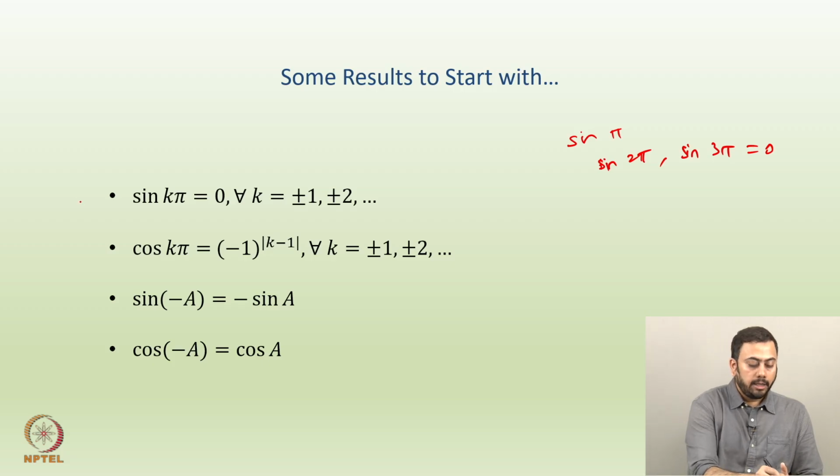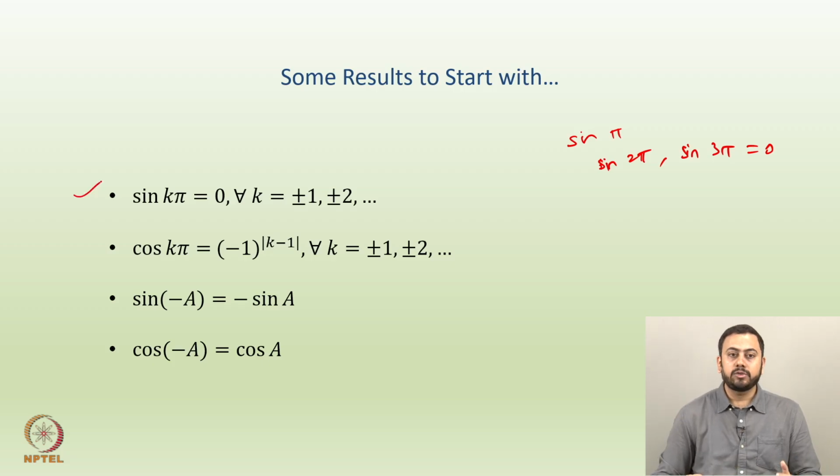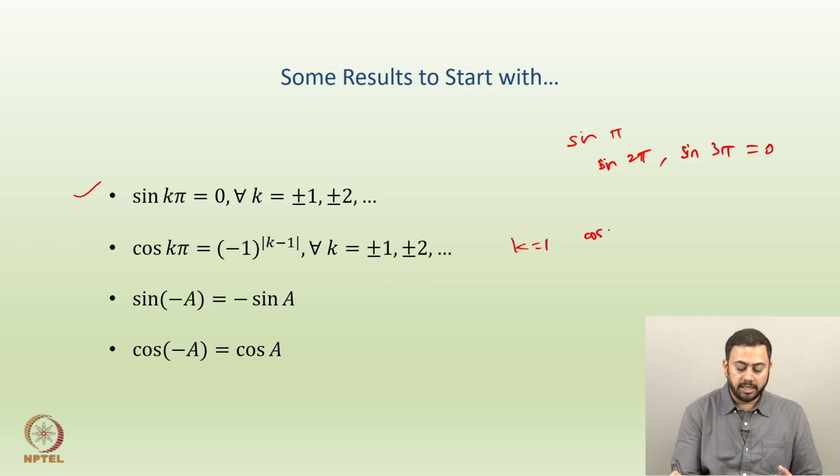Okay. And what happens to cos then? So cosine of k pi happens to be minus 1 to the power of k minus 1. Okay, minus 1 to the power of k minus 1. For example, if you plug in the same values for k, for all values of k ranging from plus and minus 1, plus and minus 2, etc. Just one single example here: if k is 1, what would happen? Cosine of pi, because k is 1, happens to be minus 1 raised to the power 1 minus 1.